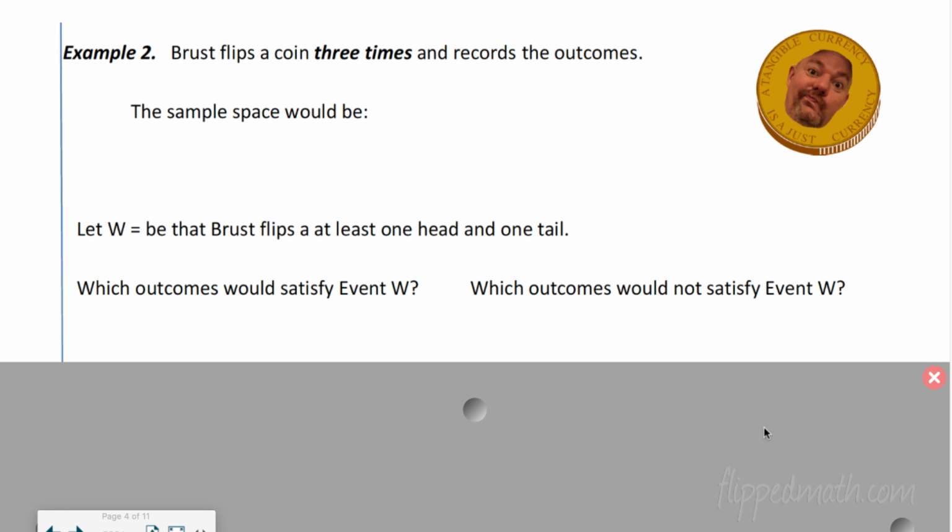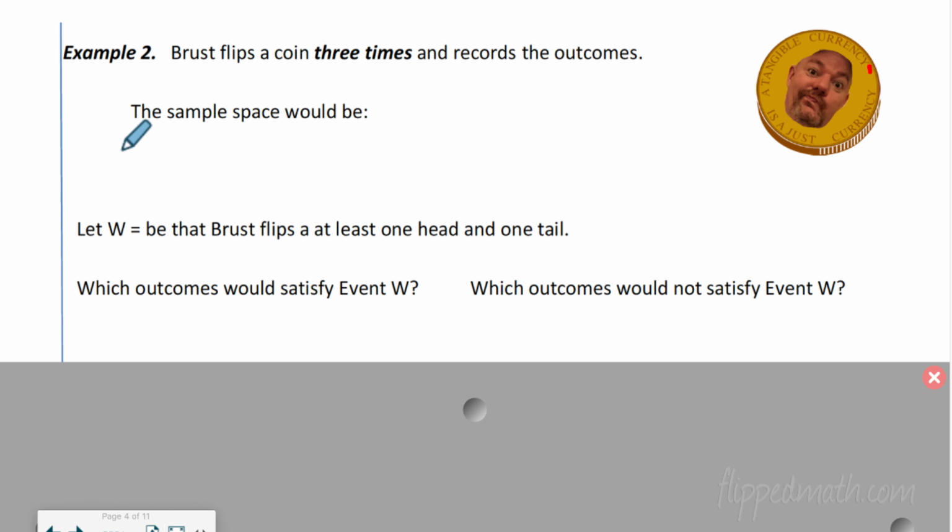Let's look at a different example where we flip a coin, but this is, Bruss flips a coin 3 times. This is a favorite lucky coin here. This is called the Silver Sully dollar. I made that, I don't know. But he flips it 3 times.